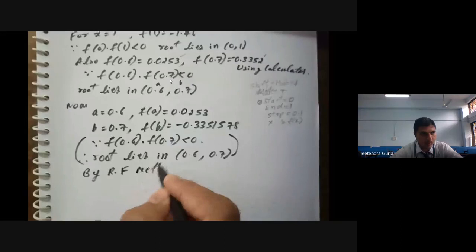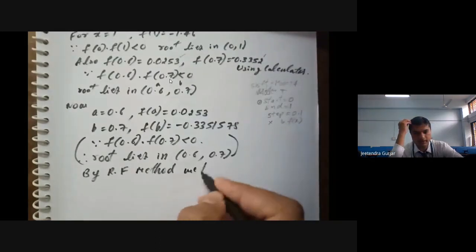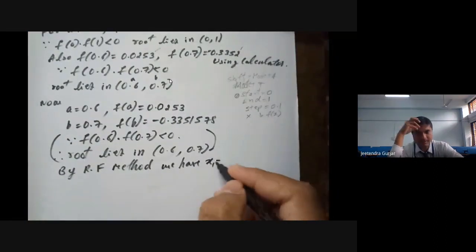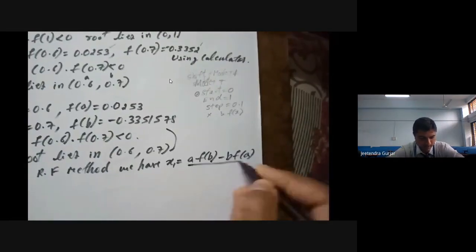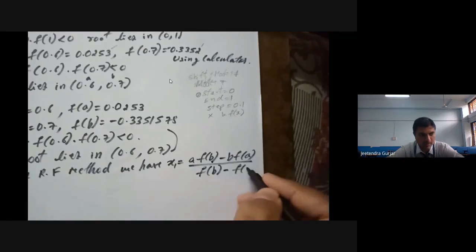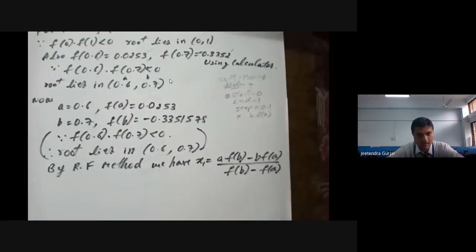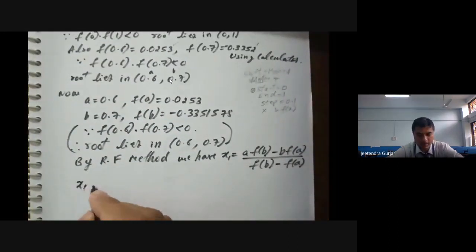You have to remember this formula, students, everyone: a into f of b minus b into f of a, divided by f of b minus f of a. Just keep on repeating this formula. You will remember this in the examination. I think many of them have already got the answer. Very good.